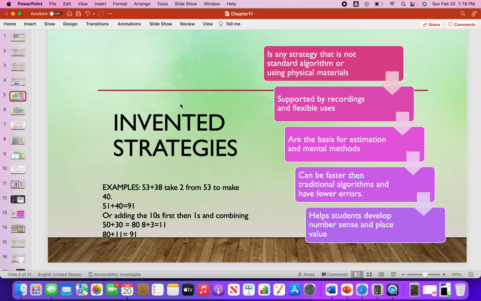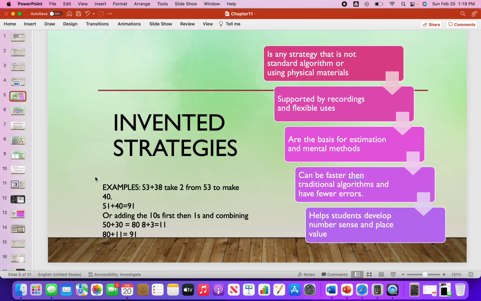invented strategies. This is any strategy that is not the standard algorithm or using physical materials like the first one we were talking about, the direct modeling. It's supported by recordings and flexible uses, are the basis for estimation and mental methods, can be faster than traditional algorithms and have fewer errors, and they help students develop number sense and place value.